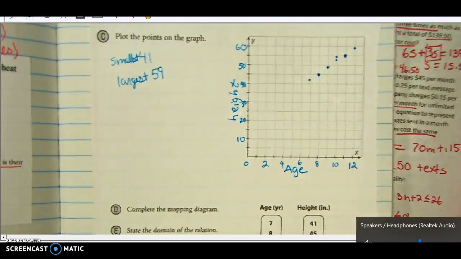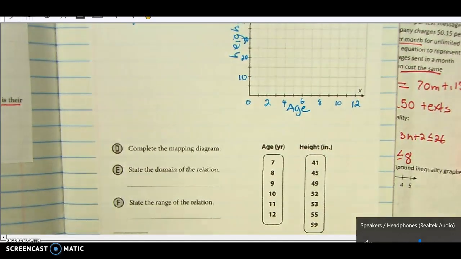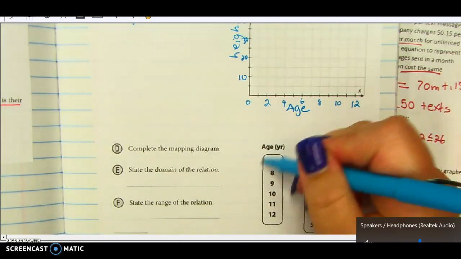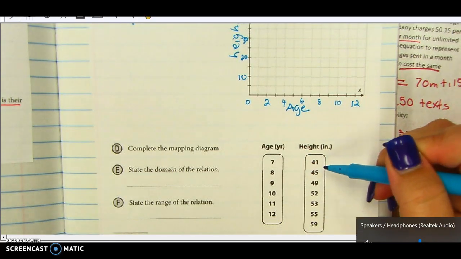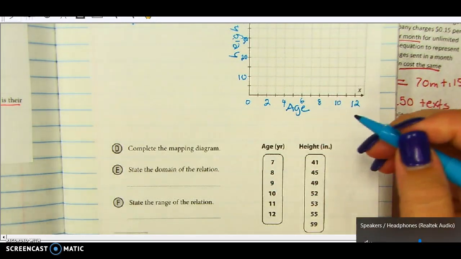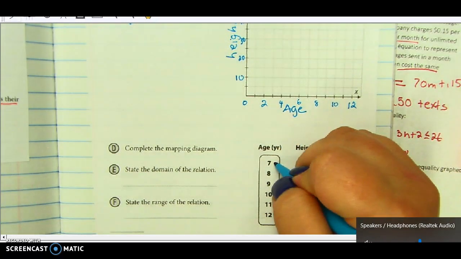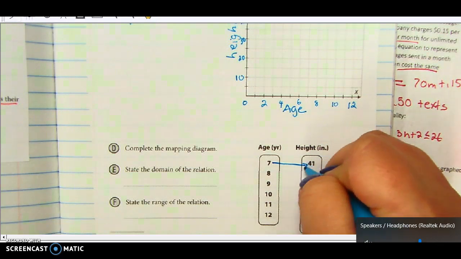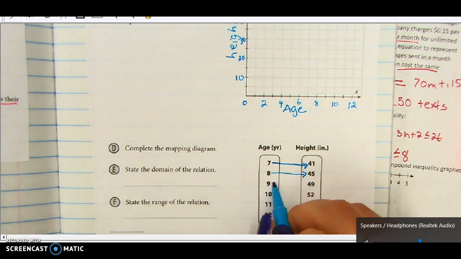So there's our graph. Now, it says complete the mapping diagram. A mapping diagram is basically where you have your domains on one part here and your ranges in the other. A lot of times you'll see it in an egg shape or an oval shape. And basically a mapping is just pointing arrows from the domain to the range. So 7 went to 41. 8 went to 45. 9 went to 49.